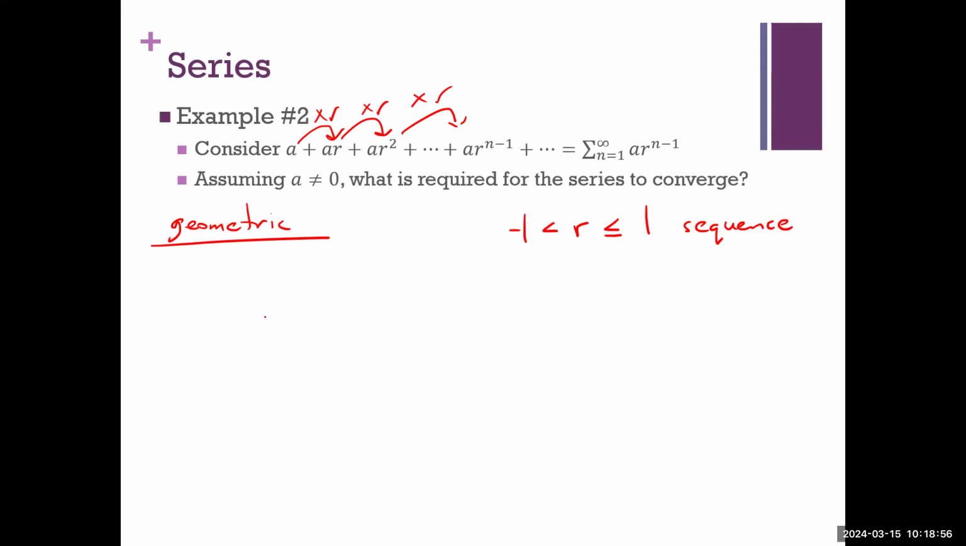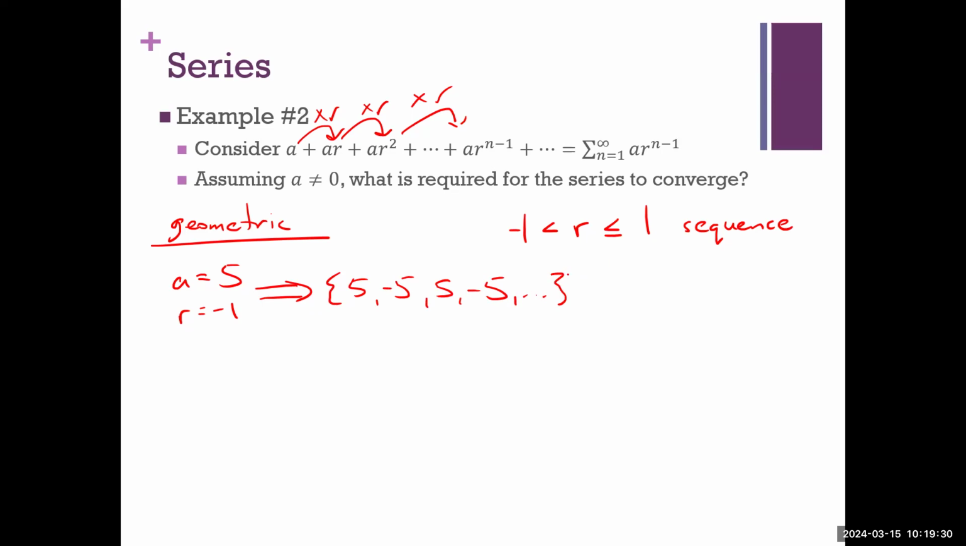Is it equal to -1? No, because what happens in the sequence if you have R equals -1? It alternates. So let's just pick a number. If A equals 5 and R equals -1, then your sequence is going to look like this: 5, -5, 5, -5. That's divergence. That's why you include 1. If you just have the same term over and over again, that converges by virtue of it just being constant.